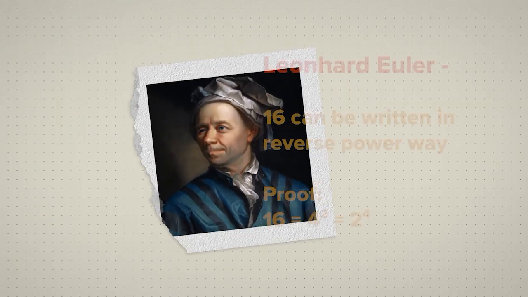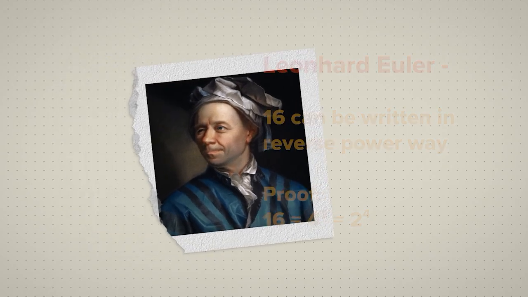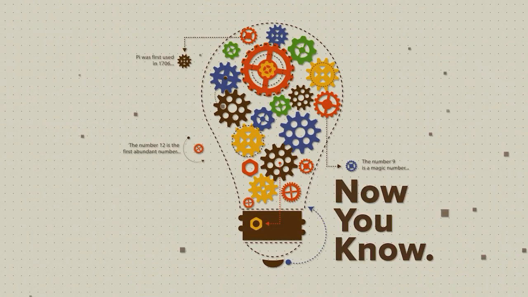Did you know that the number 16 is the only number that can be written in a reverse power way? Leonhard Euler proved this with the equation 16 equals 4 to the second power, which equals 2 to the fourth power. Now you know.